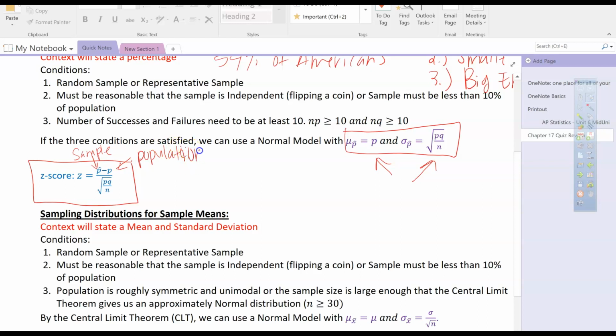Oops, I can't spell again. So the z-score is always the sample minus the population mean, over the standard deviation for the sampling distribution, okay?